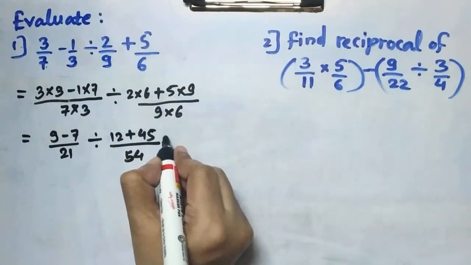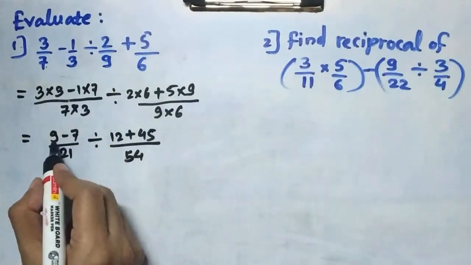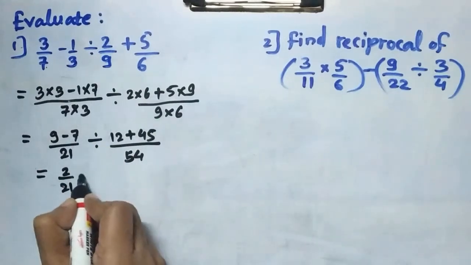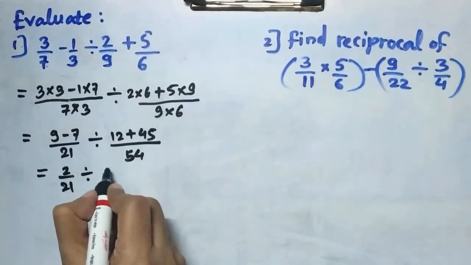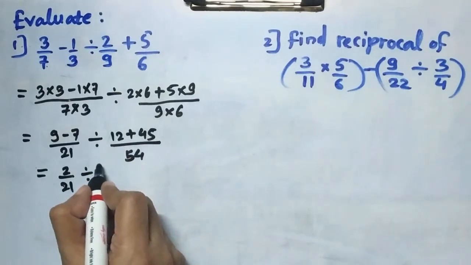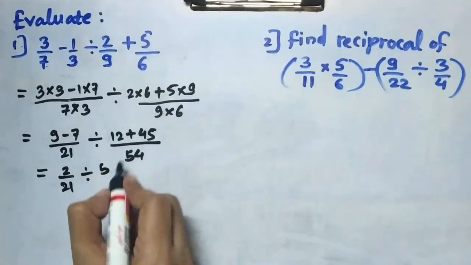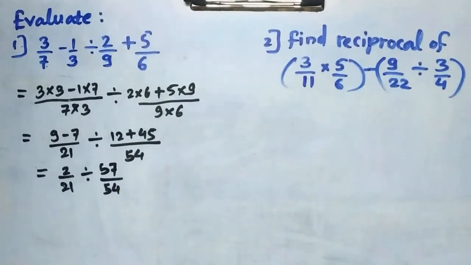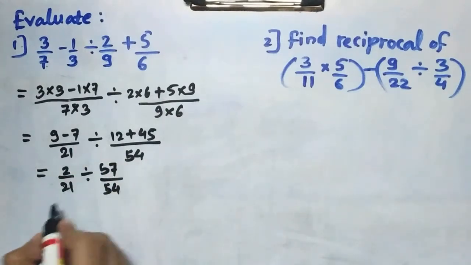After this, friends, you can just do the subtraction here. 9 minus 7 gives 2 by 21. You need to divide it by 57 upon 54, since 12 plus 45 is 57. Now we have reached the division of rational numbers. We know it very well how to do.